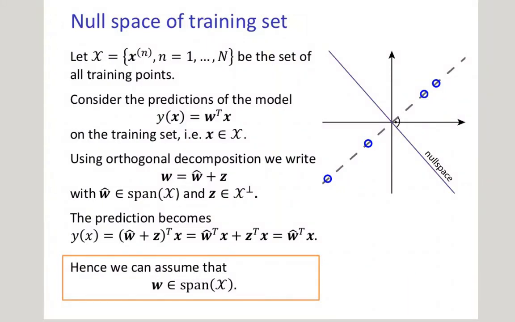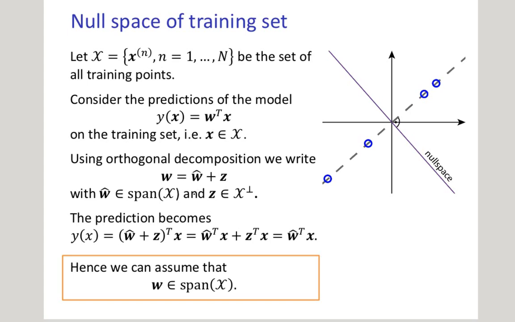Okay, now that we're on the same page regarding terminology, let's look at what it means for dealing with our problem of dimensionality. So, let's set x to be all of the training points that we currently have. Now, we know from earlier lectures that we can write our linear model as y of x equals w transpose x. Using what we said about the orthogonal decomposition from the last slide, we can rewrite our weight vector w as the vector addition of w hat and z, where w hat is the row space of x and z is the null space of x.